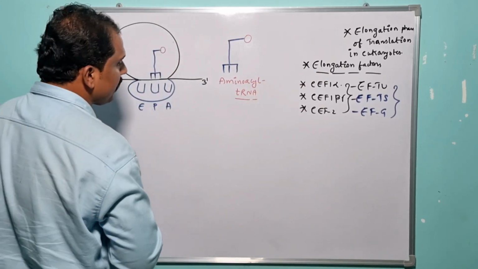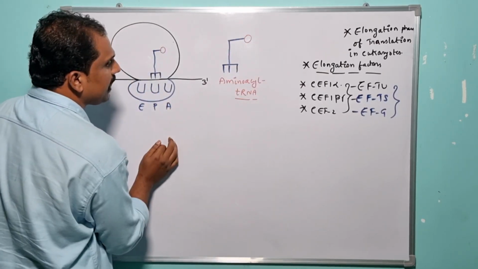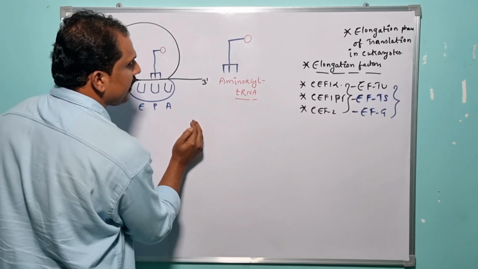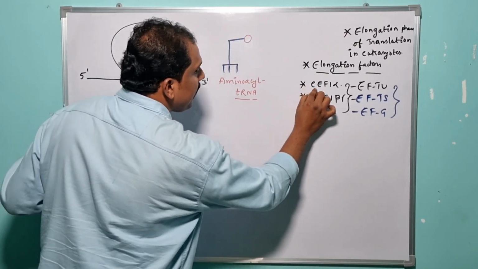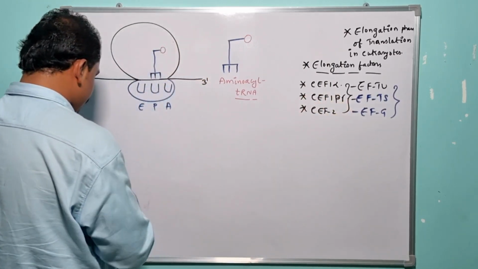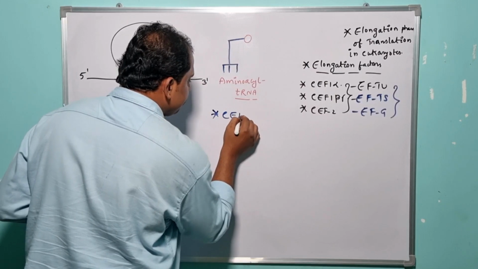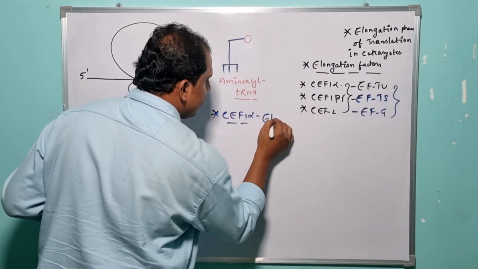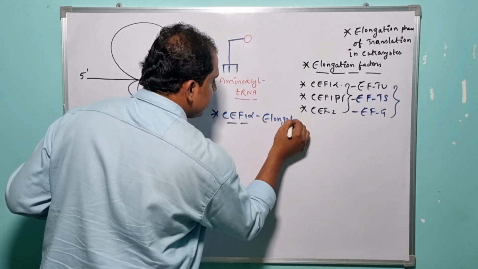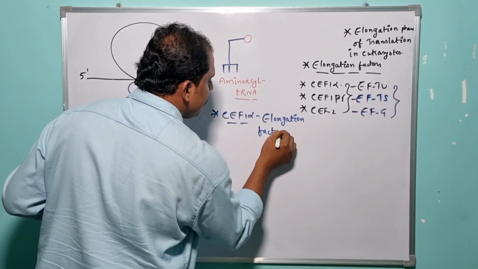But for the successful recruitment of the aminoacyl tRNA with its encoding amino acid to the A site of the ribosome, a specific elongation factor is required, and that specific elongation factor is eukaryotic elongation factor 1 alpha. This is the specific elongation factor responsible for the successful recruitment of the aminoacyl tRNA to the A site of the ribosome.